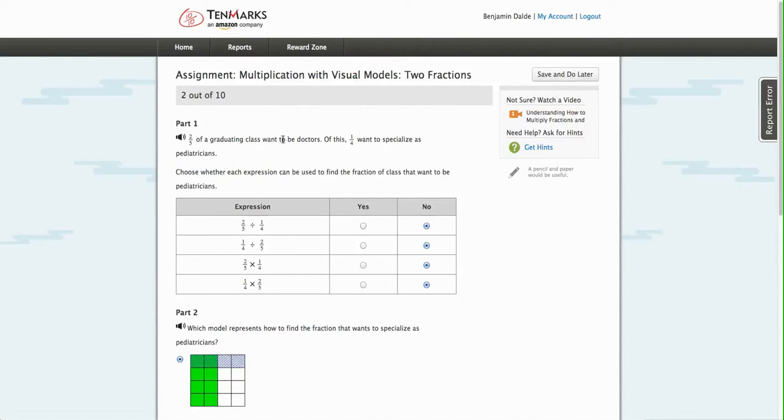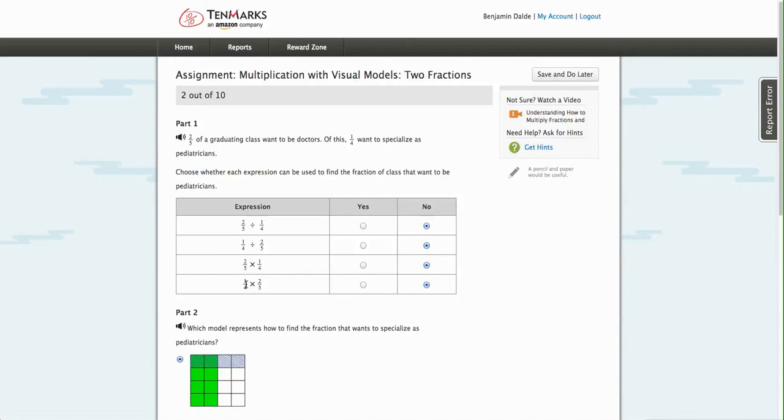2/5 of a graduating class went on to be doctors. Of this, a quarter want to specialize as pediatricians. So in order to figure out how much of the class went on to be pediatricians, because pediatrician is a specialized doctor, you multiply 2/5 times 1/4. So 2/5 times 1/4, or 1/4 times 2/5, will give you the same results, because multiplication you can do in any order and you won't get messed up. That's not true with division or subtraction. You can't just mess around with those things.